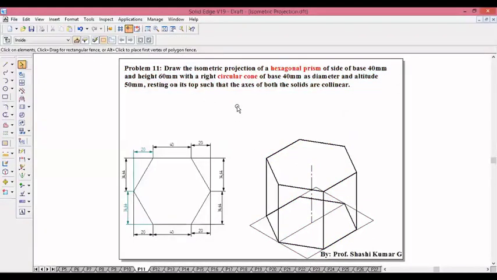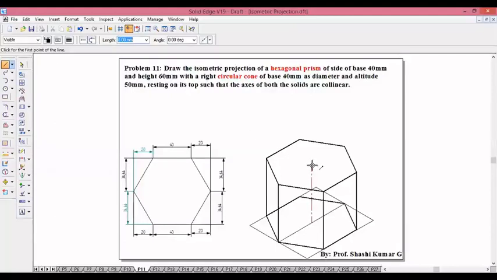So a cone of base diameter 40 and altitude 50. To draw the cone, we can consider it separately also. We need to draw a square of 40 mm side. Make sure you use a thin continuous line, 0.13. 40 at 30 degrees, 40 at 150, 40 at minus 150, 40 at minus 30.